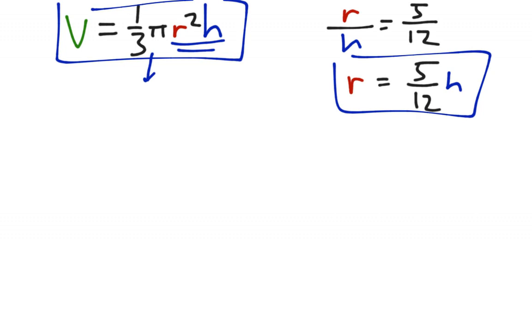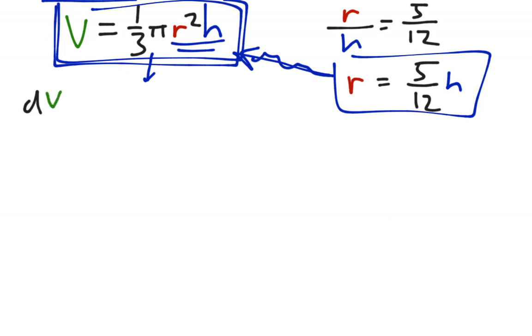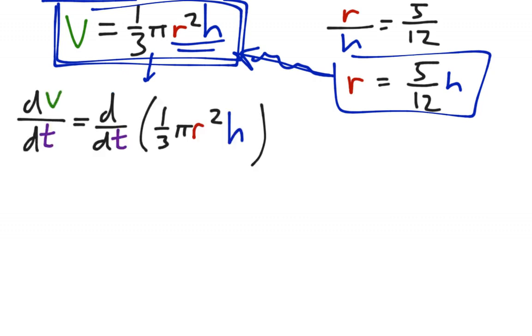So we take the time derivative of both sides of the volume equation before substituting. So we're not going to do that right now. We're going to take the derivative here. So we get dV/dt equals the derivative of 1/3 pi r squared h. Remember that both r and h are functions of t, and so you can't just treat them as constants.